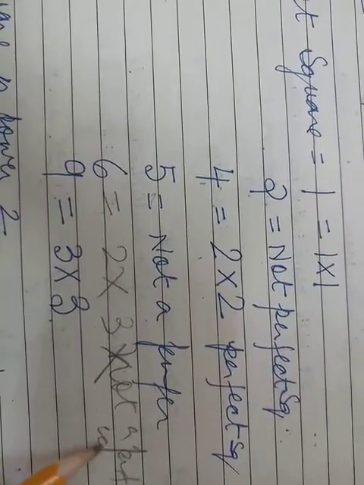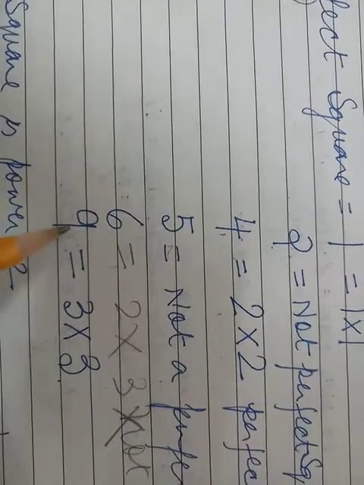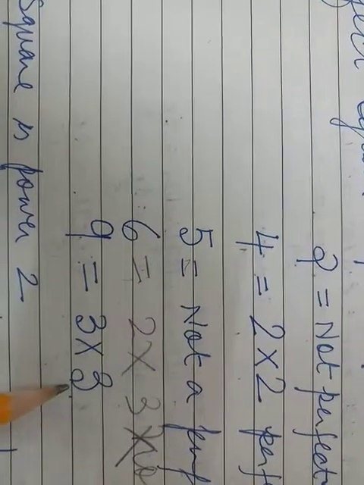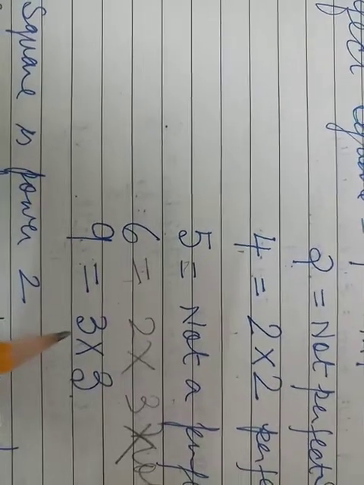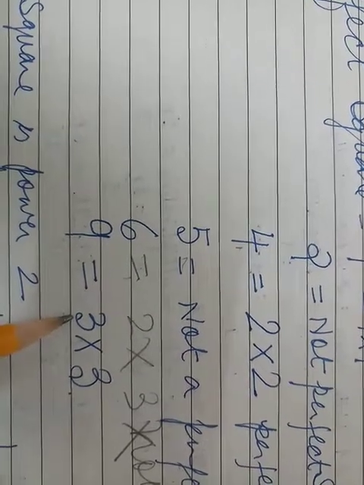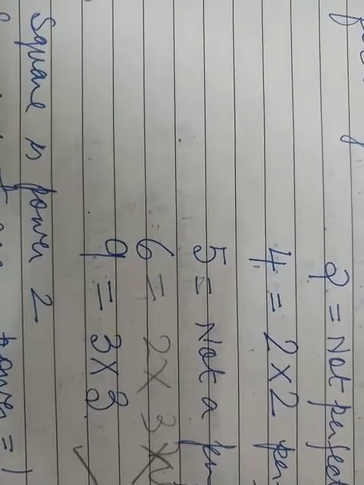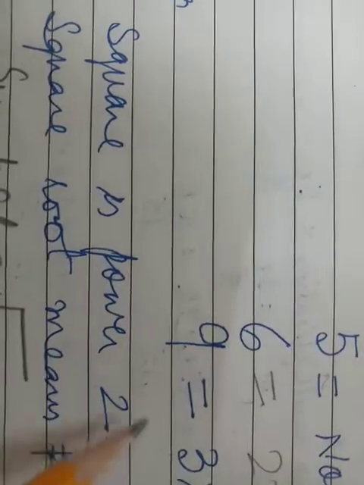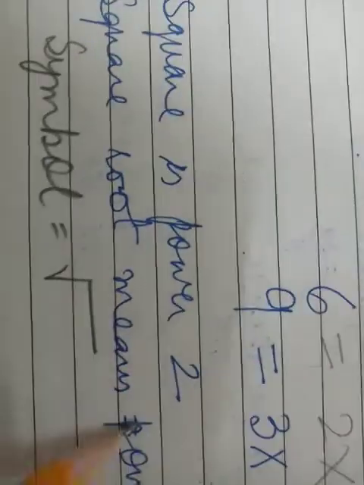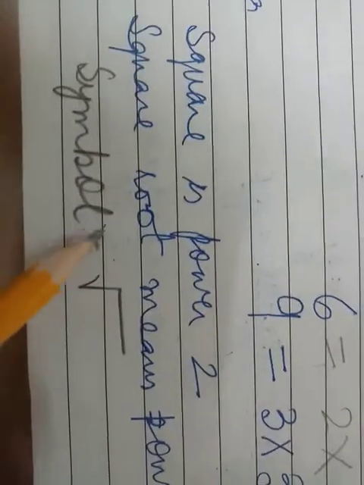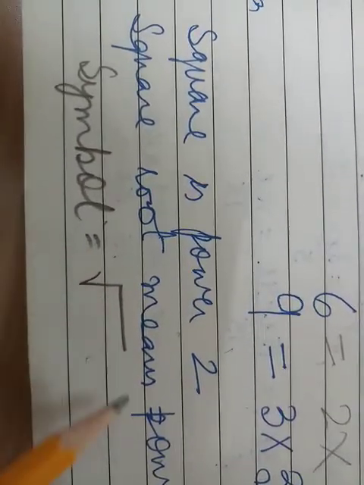Okay. Then I talk about 9. 9 can be replaced by 3 into 3. That is the number and the product with itself only. So 9 is a perfect square number. Remember children, square means power is 2. Square root means power is 1 by 2. And the symbol for square root is this way.